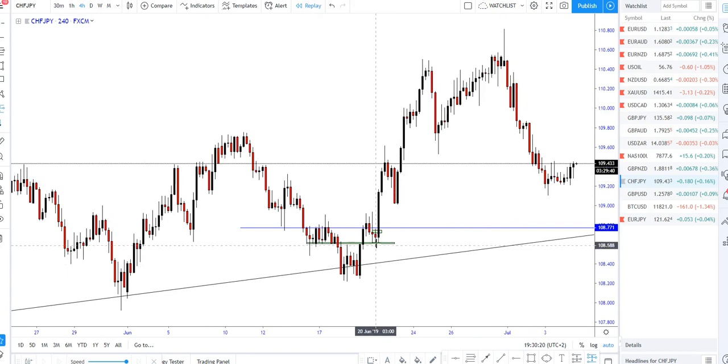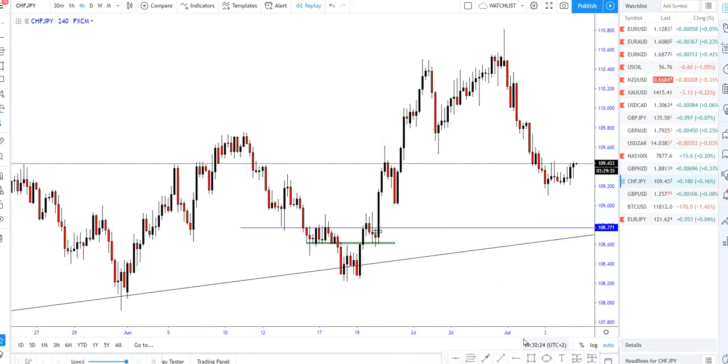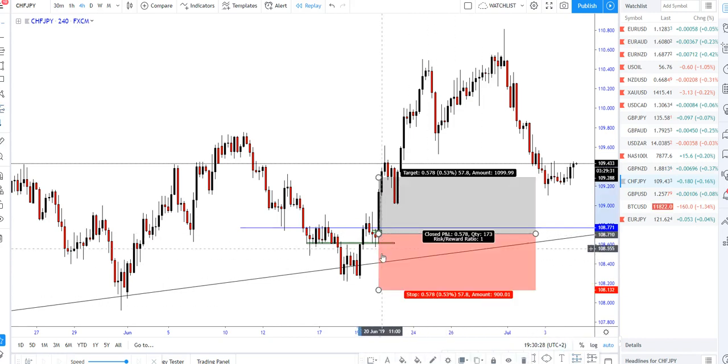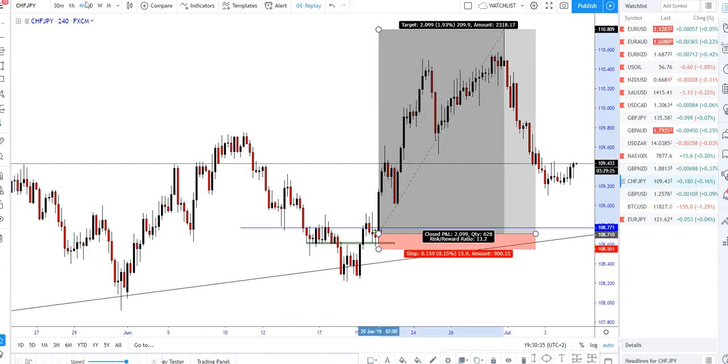Take out your long position tool. Entry was there. Sorry, that's not the long position tool. That's the short. Here's the long. So long, enter there. Stops below the last week. So a 16 pip stop loss. Taking it up on the daily.